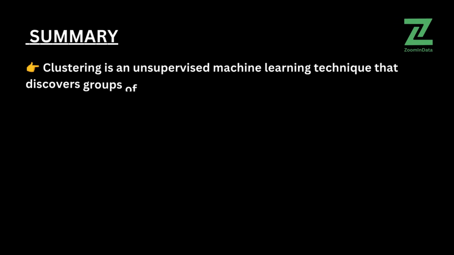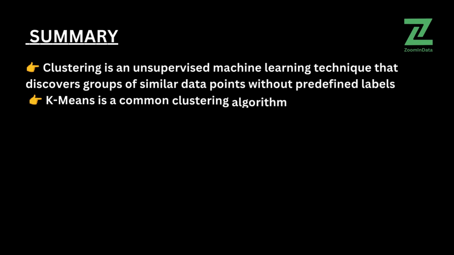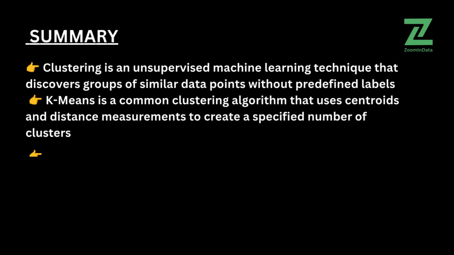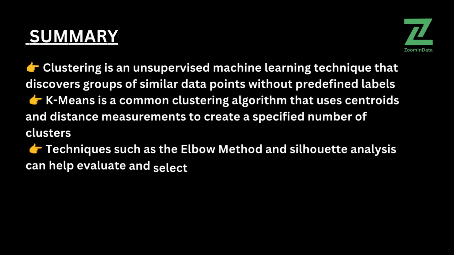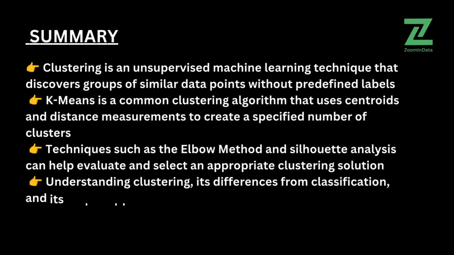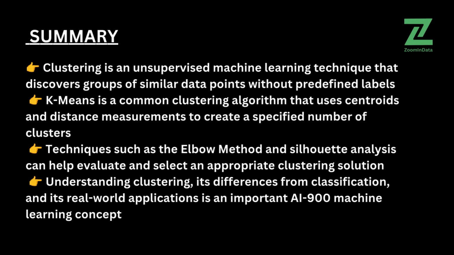Clustering is an unsupervised machine learning technique that discovers groups of similar data points without predefined labels. K-means is a common clustering algorithm that uses centroids and distance measurements to create a specified number of clusters. Techniques such as the elbow method and silhouette analysis can help evaluate and select an appropriate clustering solution. Understanding clustering, its differences from classification, and its real-world applications is an important concept.